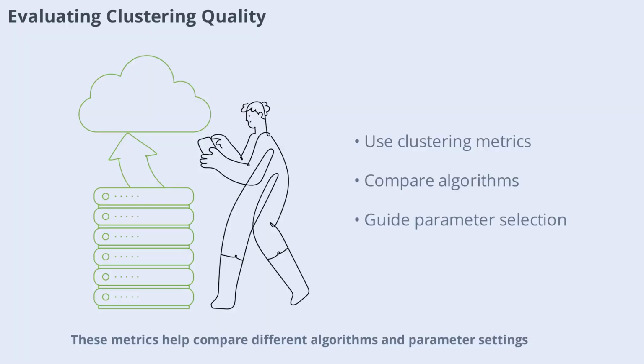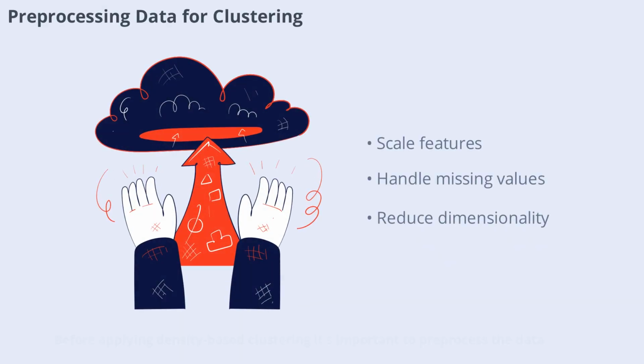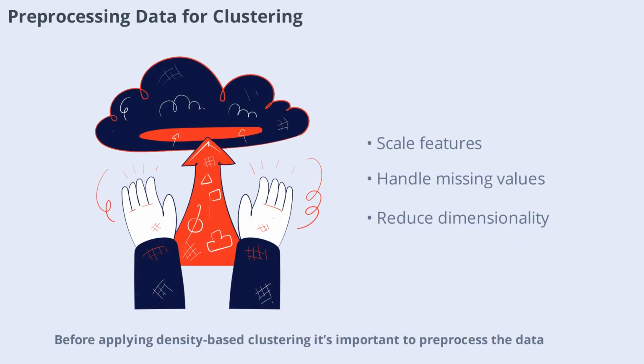These metrics help compare different algorithms and parameter settings, guiding us toward the best solution for our data. For applying density-based clustering, it's important to preprocess the data. This may involve scaling features, handling missing values, or reducing dimensionality. Proper preprocessing ensures that the algorithm can accurately identify clusters and reduces the impact of irrelevant features.